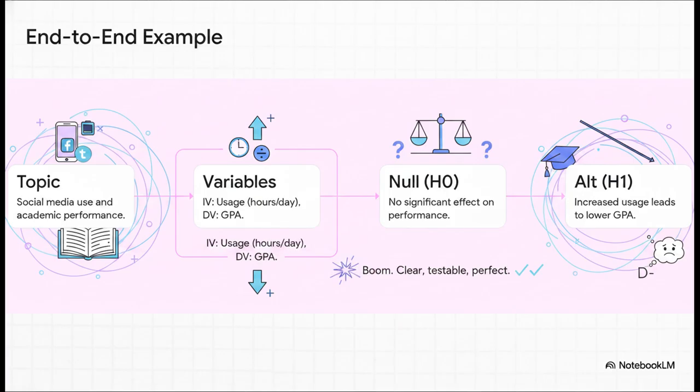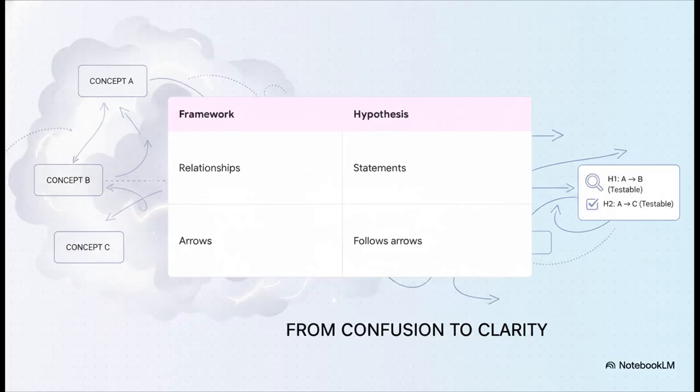Boom! Clear, testable, perfect. Now here's an advanced tip, especially for those of you doing larger thesis or dissertations. Your hypothesis shouldn't just be pulled out of thin air. It should directly translate from your conceptual framework. If your framework diagram has an arrow pointing from one concept to another, well, your hypothesis should be the exact, testable statement of that arrow. The framework shows the relationship, the hypothesis tests it.